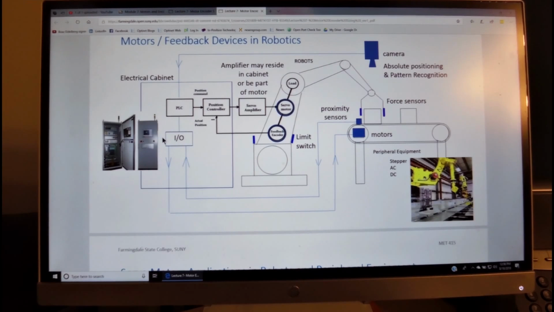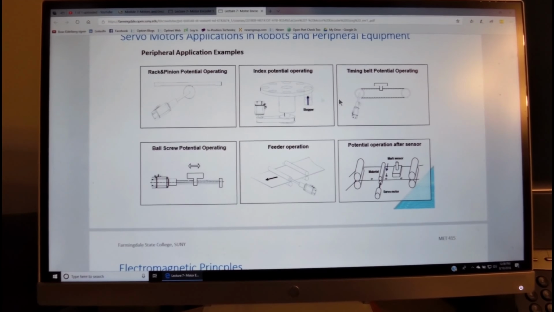The electrical system is typically packaged in an electrical cabinet, which includes the servo motors, the power supplies, the HMI, and the EMO, all in one package. It could be in turn on a panel mount device. This shows us different ways that motors and encoders are connected to peripheral equipment. Here's a rack and pinion device. The gear is making that rack move back and forth. It's being driven by a motor and an encoder at the back.